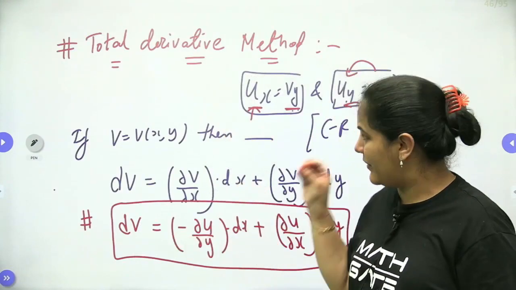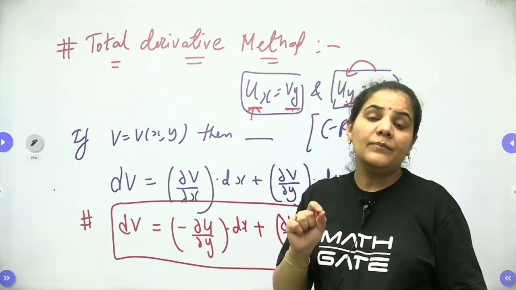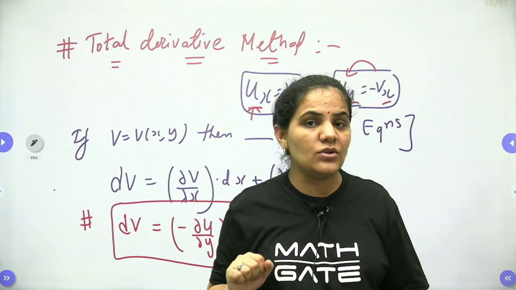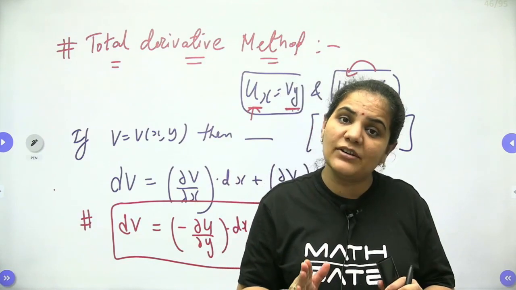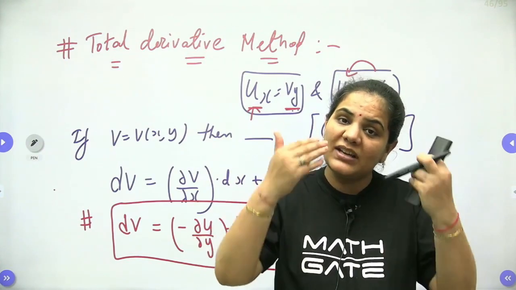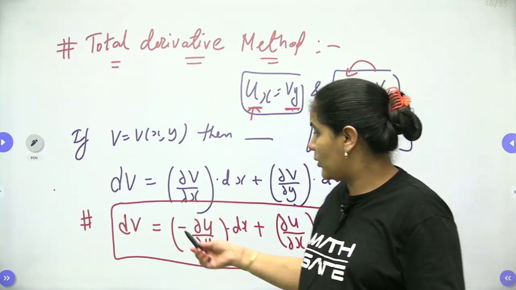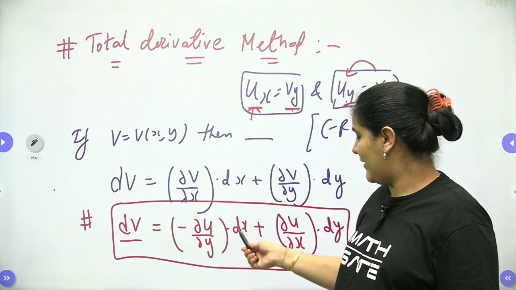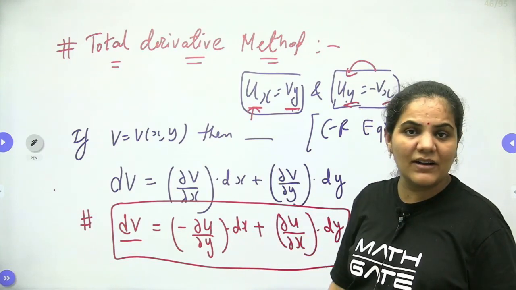Let me tell you, if you have to find out the v, suppose in the question u is given to you, u means the real part is given to you, and you have to find out the imaginary part, then you will approach dv = -∂u/∂y dx + ∂u/∂x dy.